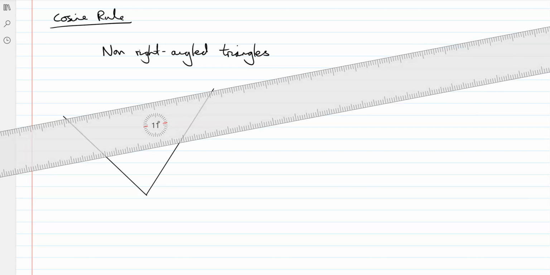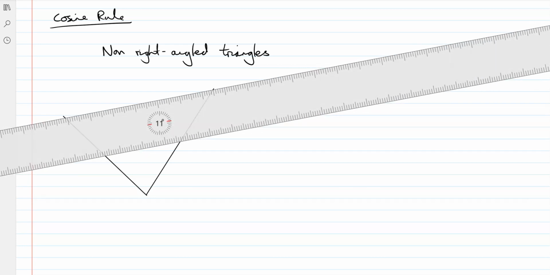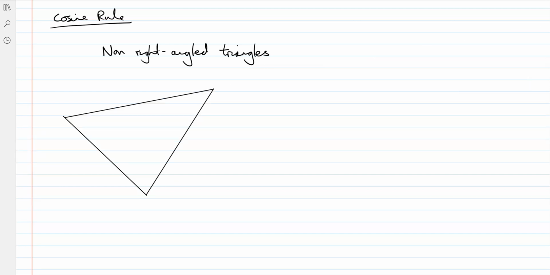Can't get this one right. There we go. So, non-right angle triangle. Get rid of the ruler. Again, we're going to call the corners A, B, and C. This is just the notes. Not going to do any examples in this video. Just get you labeling the triangle and writing down what cosine rule is.